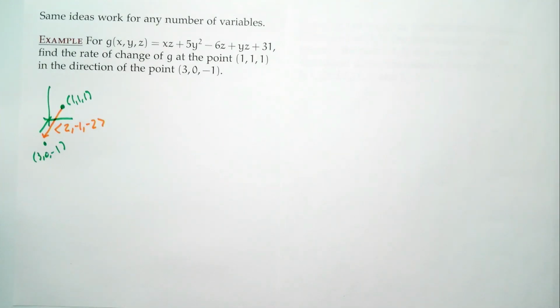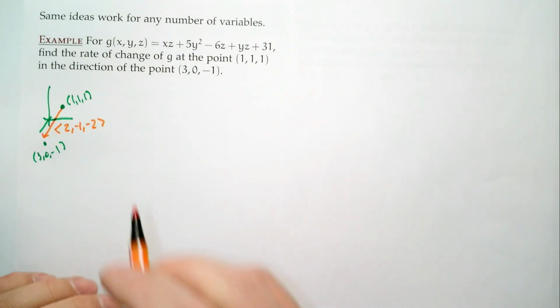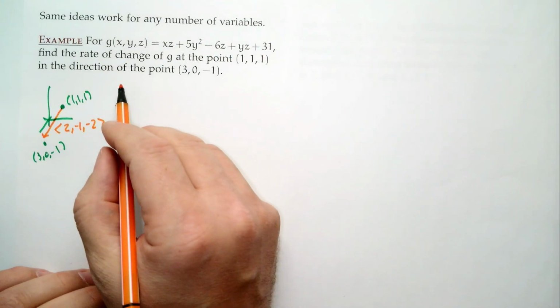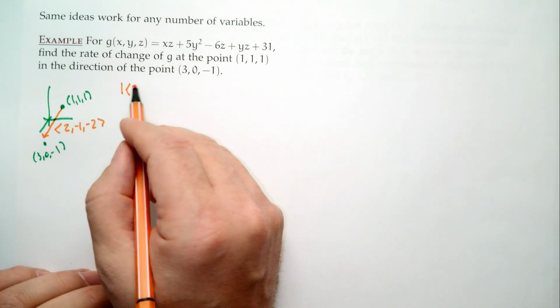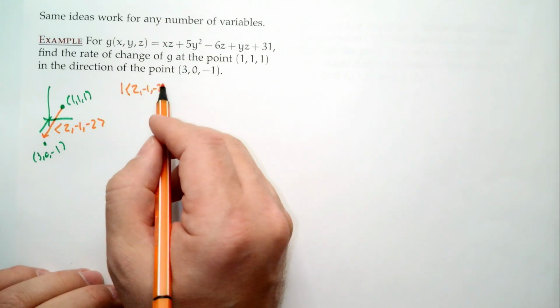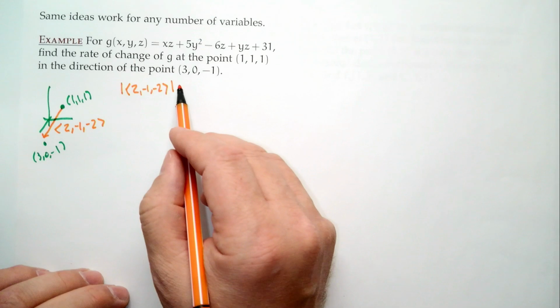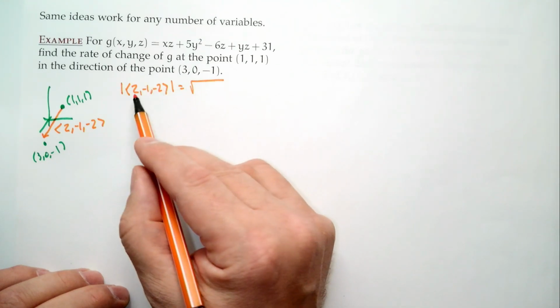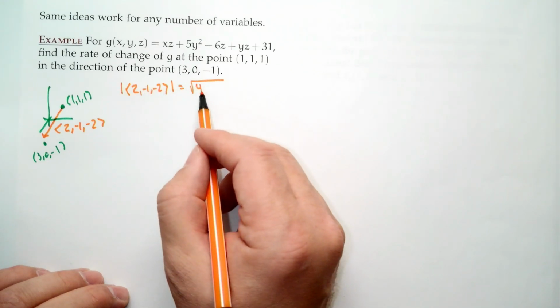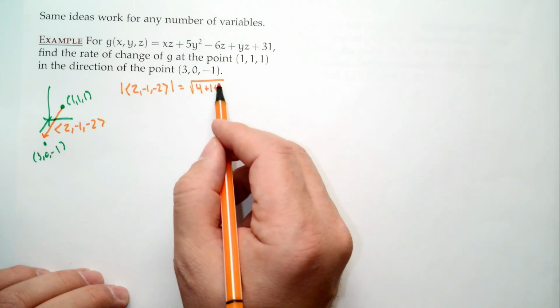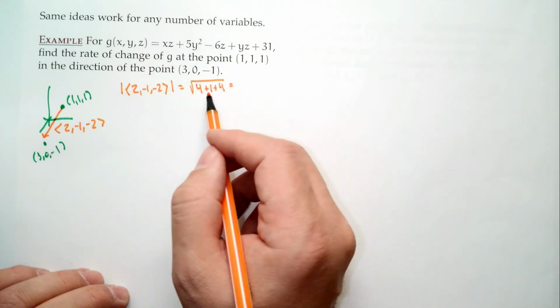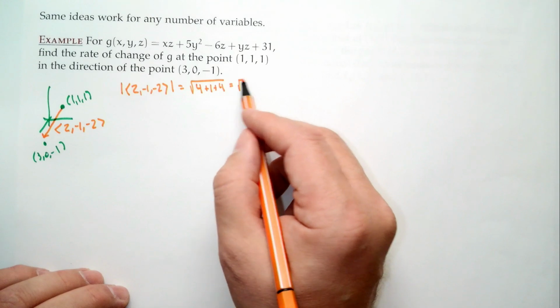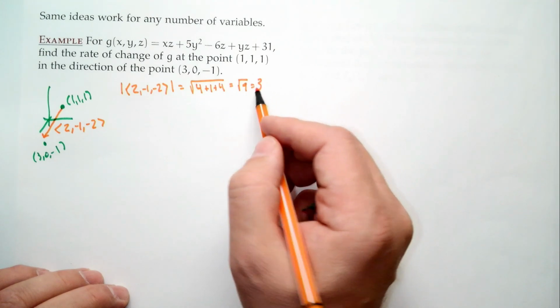Now, is this our unit vector? No, but at least it's a vector. That's progress. What do we do next? Find the magnitude of that vector, because with the magnitude, we can make it a unit vector. So we get 2 squared, which is 4. Negative 1 squared is 1. Negative 2 squared is 4. Square root of 4 plus 1 plus 4, well, that's the square root of 9, or 3.